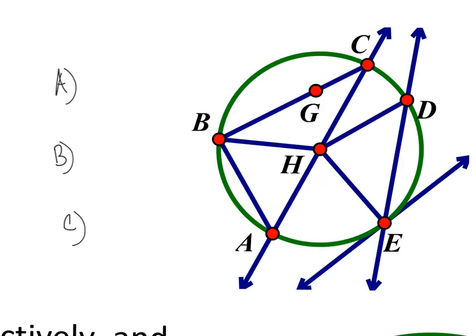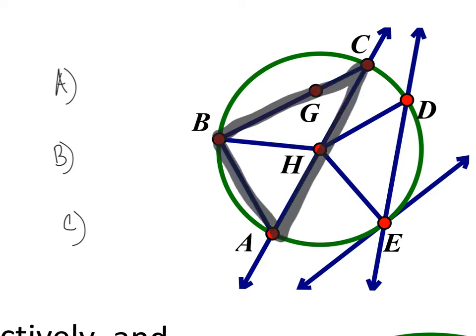The first question says how many chords are in the diagram. So we have 1, 2, 3, and 4 chords. The chord has to go completely across the circle. So we have 4 chords.